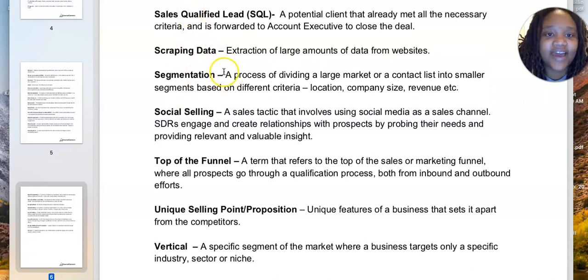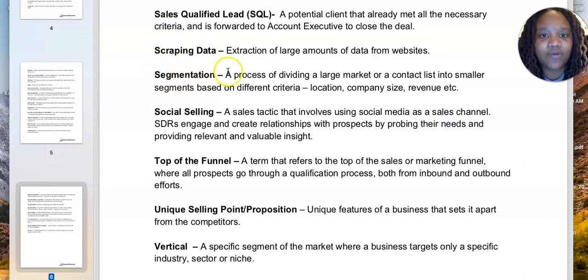Okay, scraping data. It's an extraction of large amounts of data from websites. So going back to the company that I work for, we do have a tool that we use in order to get a lot of data at once about different websites. And it lets us know everything that we need to know about that website in order for me to qualify it as a potential client.